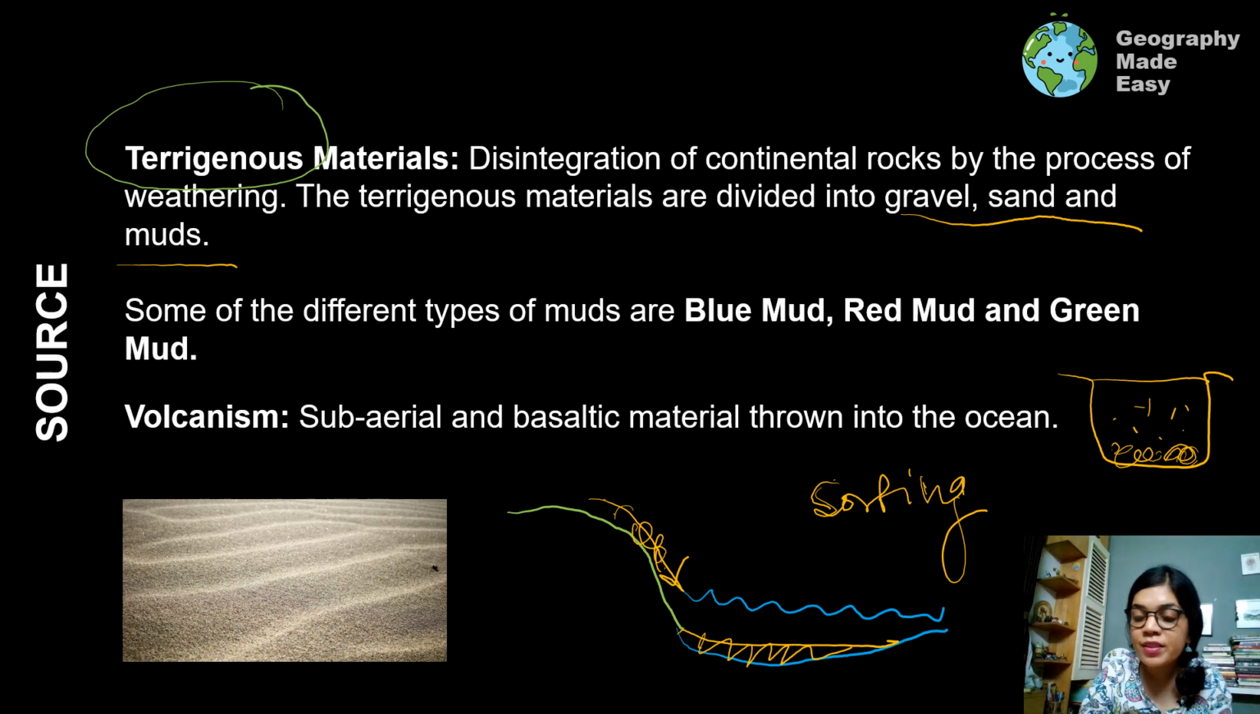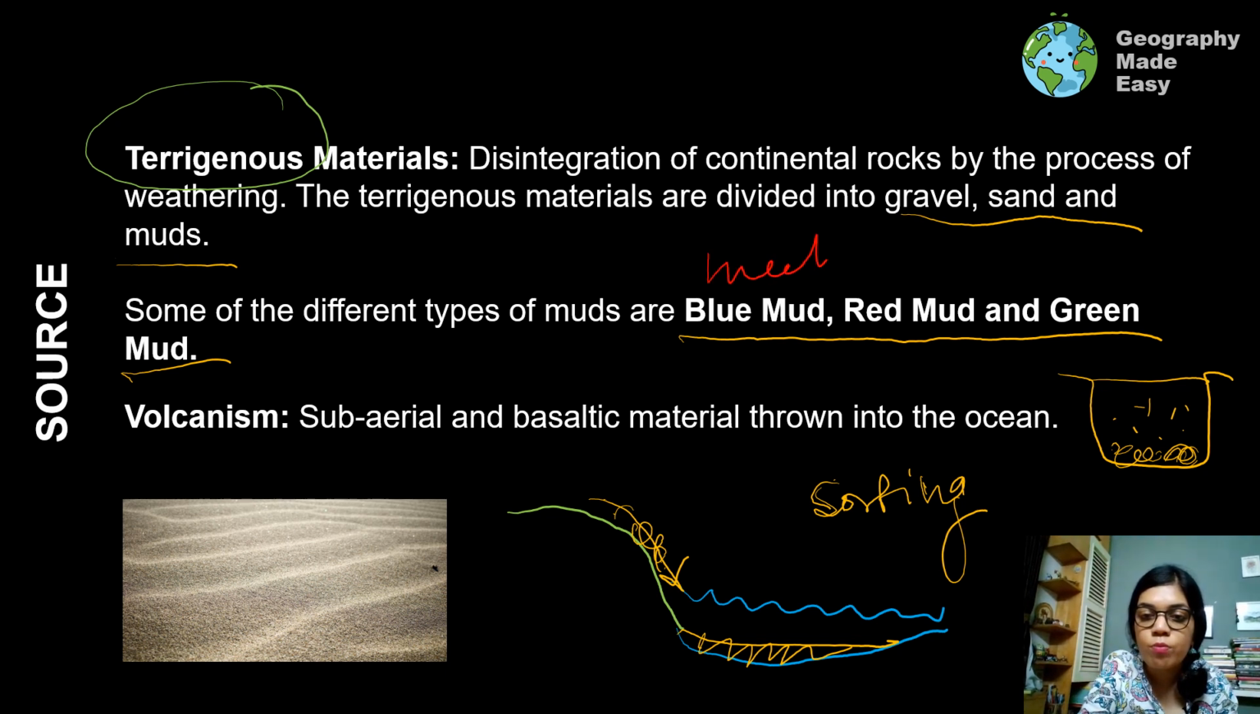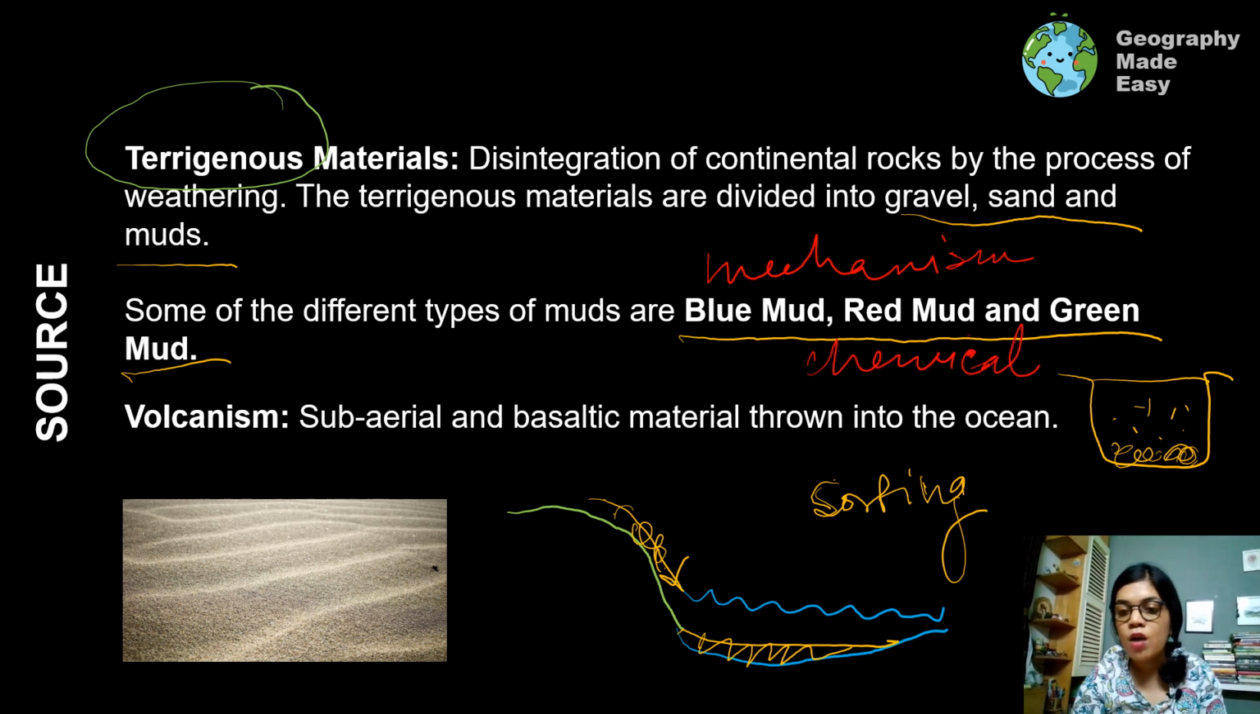So some of the different types of muds that are seen are blue mud, red mud, green mud. How are these mud colors different? They are different because of the mechanisms by which they are formed and the chemical composition of these muds. So I'm not going to go into too much detail, because for the examination, for the answer, we really don't need to talk a lot about the chemical composition here, because we are not going to deal with this chapter from the perspective of being an oceanographer. So we need to give the examiners a general idea.